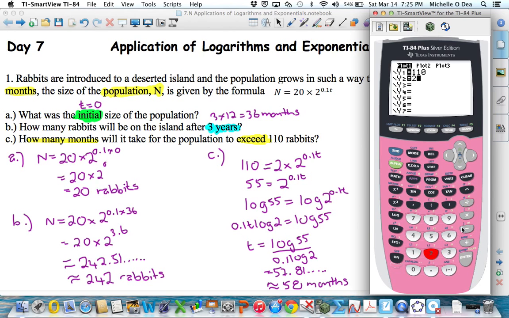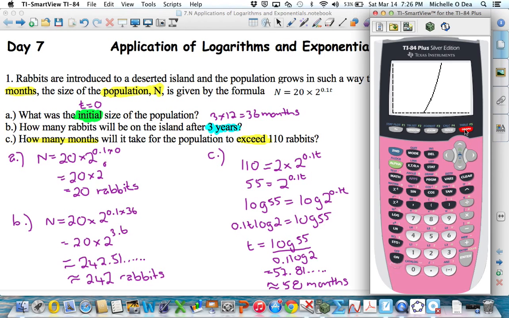And I can do 2 times 2 to the power of 0.1. Remember, we can just put x instead of t. Enter. Now what you might find when you graph it, hopefully that doesn't happen. Let's just quickly turn that off so we don't get that distracting us. Now let's draw it again.